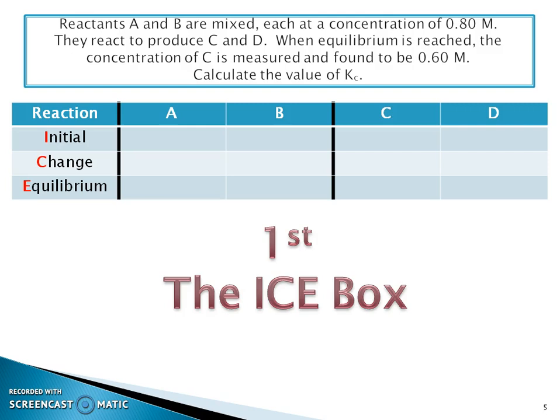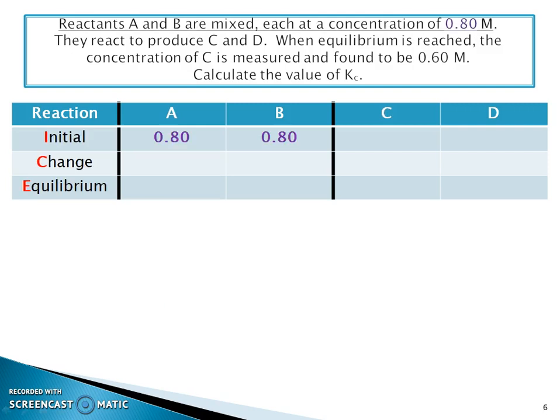Okay, so the first thing it says is each of them has a concentration of 0.8. So again, in my readings, 0.8 is going to go in my initial concentrations of A and B. It just says they produce C and D, but they don't give us any initial concentrations of our products. So sometimes they do. If they do, that's where they would go. But if they don't mention any initial concentrations of our products, we're just going to assume 0. Now, what's the next thing? Aha, equilibrium is reached, and it's at 0.6 molarity. So that goes in the equilibrium spot under our product C.